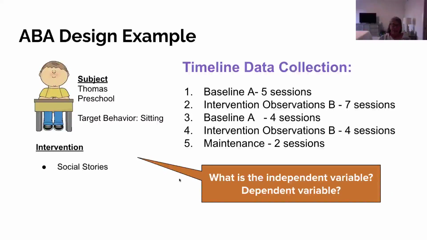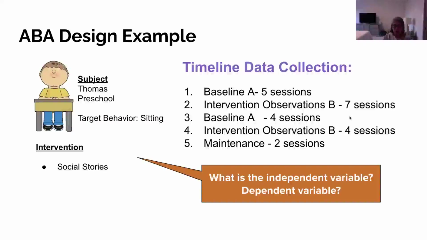So what's the independent variable here? Is it sitting or social stories? What do you think? Put it in the chat. What's the independent variable? Okay, we seem to be all agreeing that it's social stories. Yes, this is the thing that we're manipulating, the social stories.